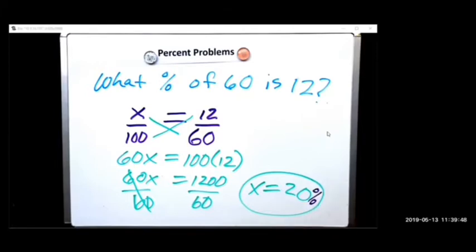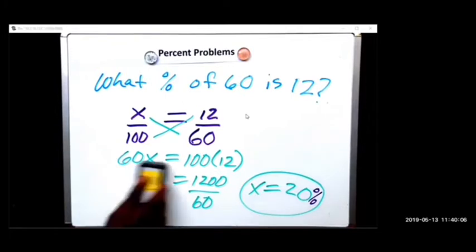What percent of 60 is 12? Well, 20% is. 20% of 60 is 12. Another way to say it is 12 is 20% of 60. That's another way to say it. All right, let me go ahead and erase.